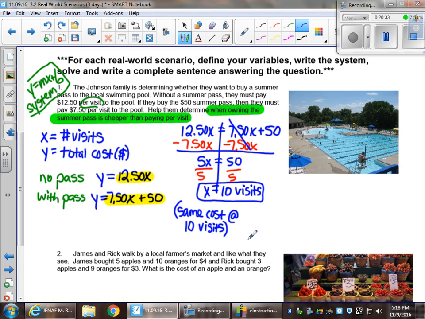But could we prove that? Yes, we can. How would we do that? We're going to plug it in. And this is something I want you to practice, so do it with me. We're going to set up neatly two pieces of work. First, we're going to say, how about no pass? How much would 11 visits cost if you don't have a pass?